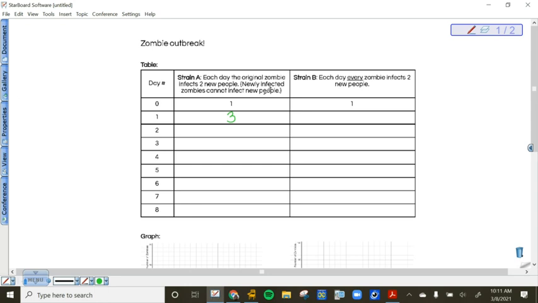Okay. So now he's going to infect 2 more people. So how many will there be now on the second day? Yeah, 5. And then 7. Okay. 9. And then 11. And yeah, 13. And then 15 and 17.